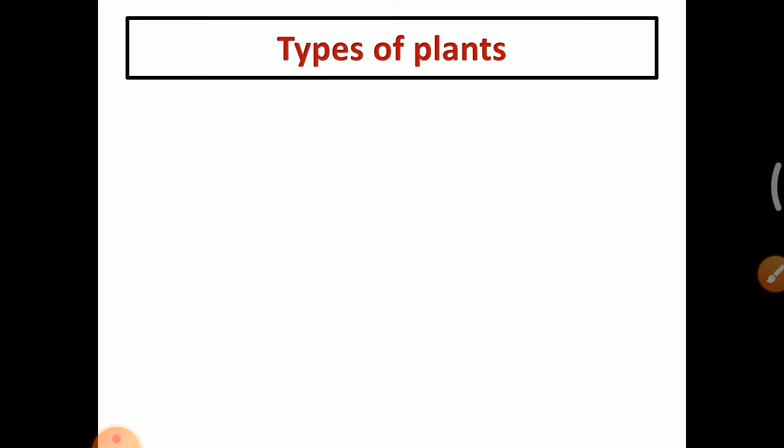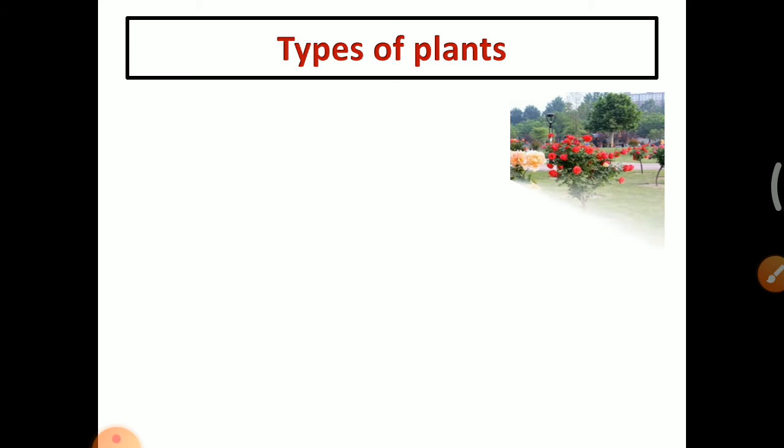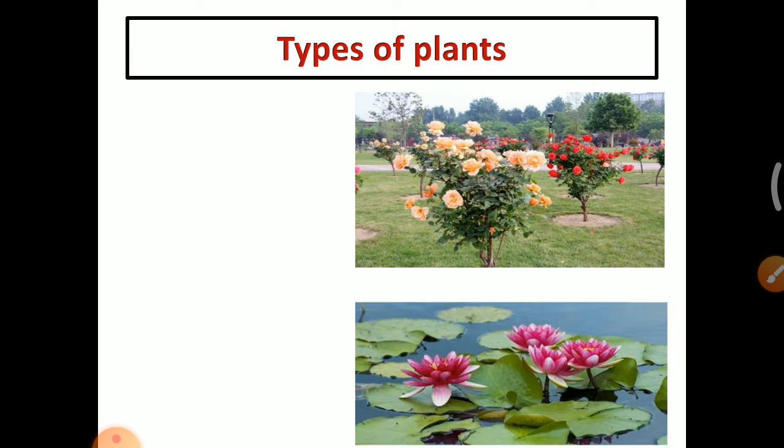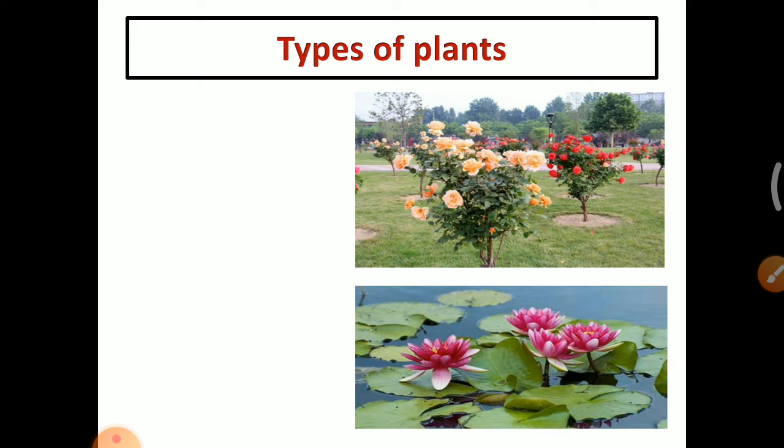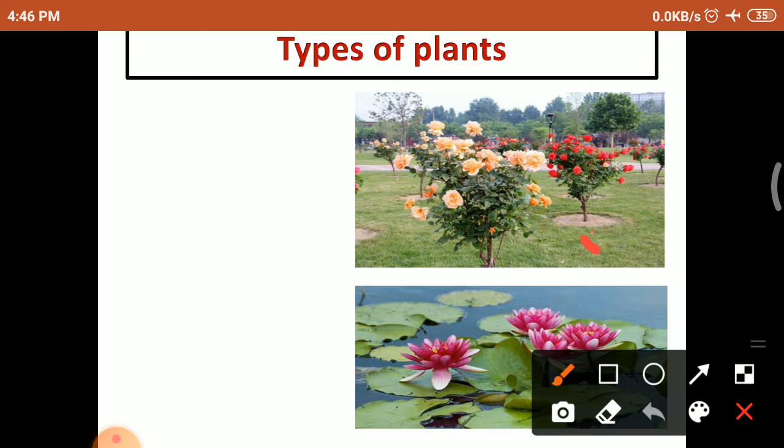The next one, types of plants. Look at these two images. The first one is a rose plant. The second one is a lotus plant. What is the difference between these two? The rose grows on land, the lotus grows in water. So this is a major difference between rose and lotus.